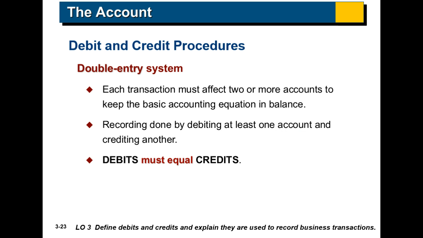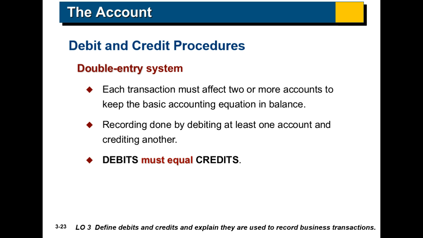So let's talk about this debit and credit. We call it a dual system or a double entry system. Each transaction must affect two or more accounts so we keep the equation always in balance. You see how we were kind of seeing that visual of always keeping things equal? Well, when we get into accounts, we're going to have to always have at least two accounts that we do something with because we've always got to keep things equal.